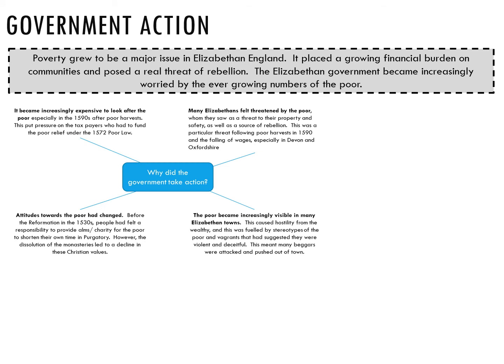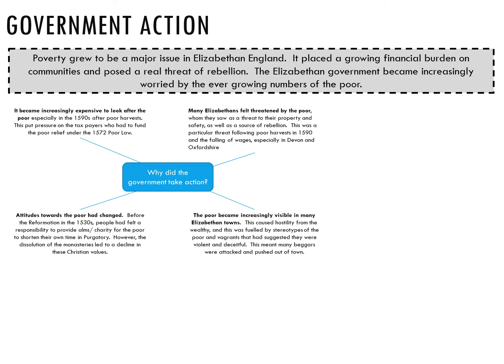Now, this put a financial burden on taxpayers who, under the terms of the 1572 Poor Law, had to pay the Poor Law tax to provide relief for the poor, and the government therefore needed to act to reduce this tax burden. Many Elizabethans began to feel threatened by the poor, whom they saw as a potential threat to their property and their safety, as well as a source of rebellion.